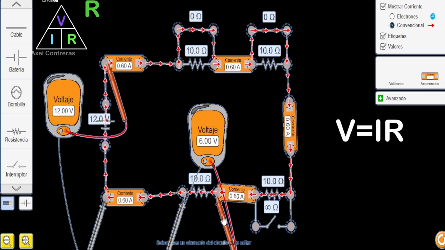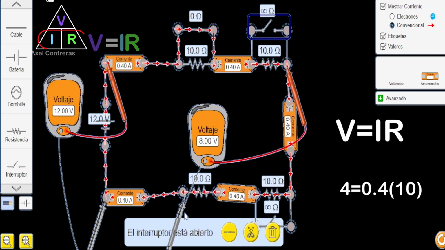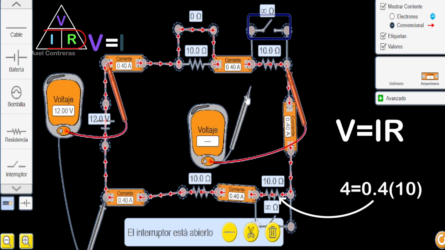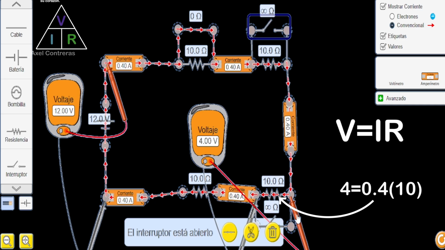Once more, we add another resistor. The current decreases again. Now it is 0.4 amperes throughout the circuit, and each resistor has a voltage of 4 volts. Before adding the last resistor, tell me what you think will happen with the current. Will it increase or decrease?